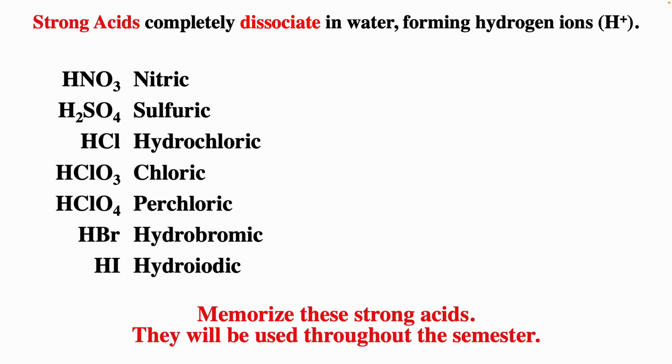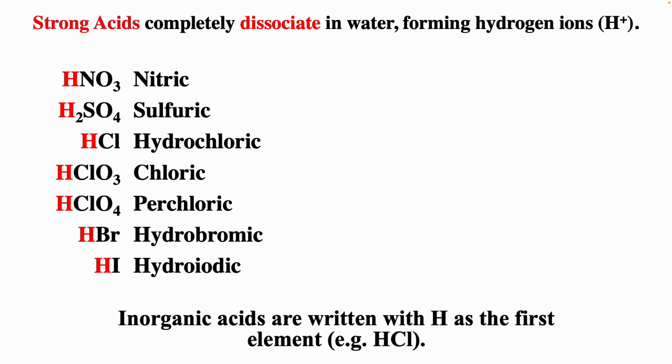And so I want you to remember the 7 strong acids. You have nitric, sulfuric, hydrochloric, chloric, perchloric, hydrobromic, and hydroiodic. Now, inorganic acids are written with hydrogen as the first element, so like HCl. And so you can recognize these as acids because they have H in the front.